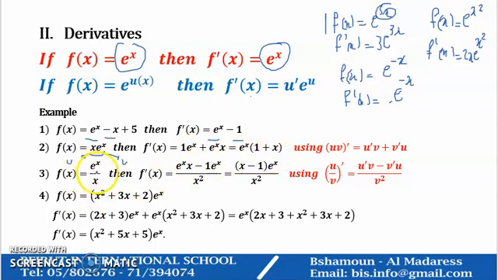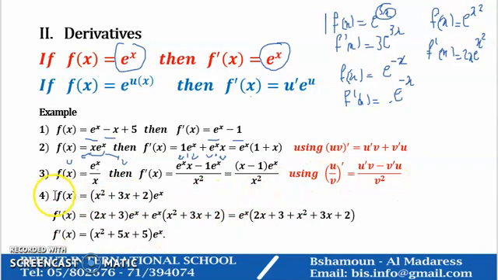What about f of x equal e^x over x? This has the form of u over v, and we know that the derivative of u over v equal u prime v minus v prime u over v squared. So the derivative of e^x is e^x itself. U prime v minus v prime, the derivative of x is 1, times u, over v squared. So by simplification we get (x minus 1) e^x over x squared.